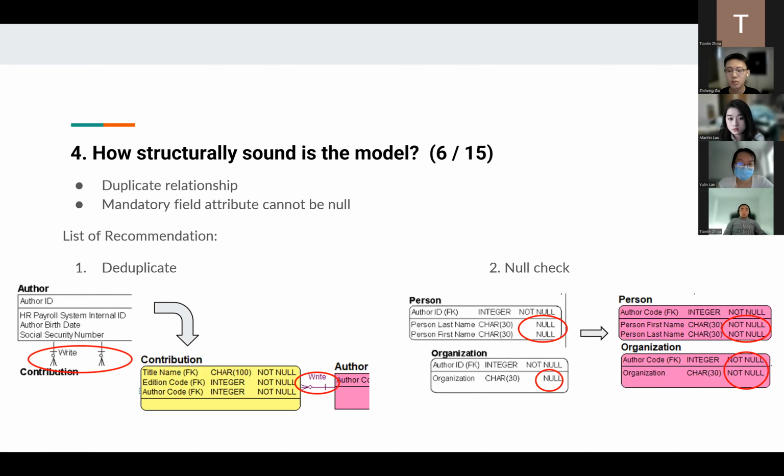We want to catch everything structurally incorrect in the data model for category 4. There's a duplicate relationship between the author table and the attribute table. In category 3, we do a non-null check for the candidate key, but here we do a non-null check for all attributes. And we would like to take the point off because if the attribute is a mandatory field, it cannot be null, like person's first name, last name, and organization. But for subtitle names, alternative identifier value can be null. Based on what we consider, category 4 earns 5 here.